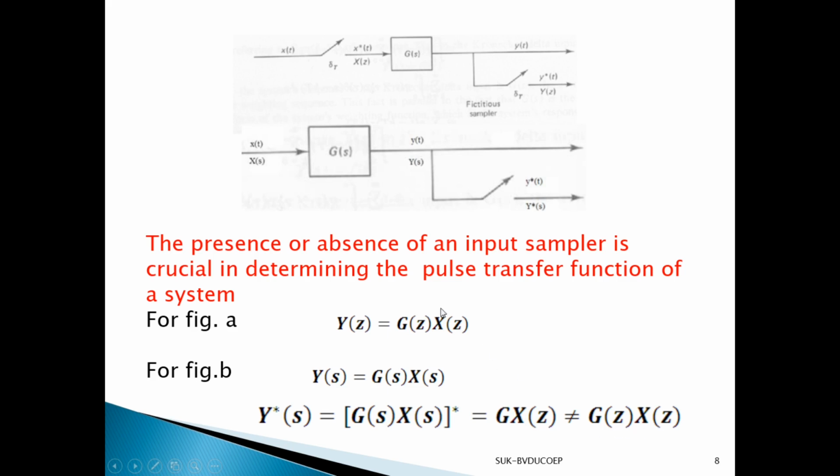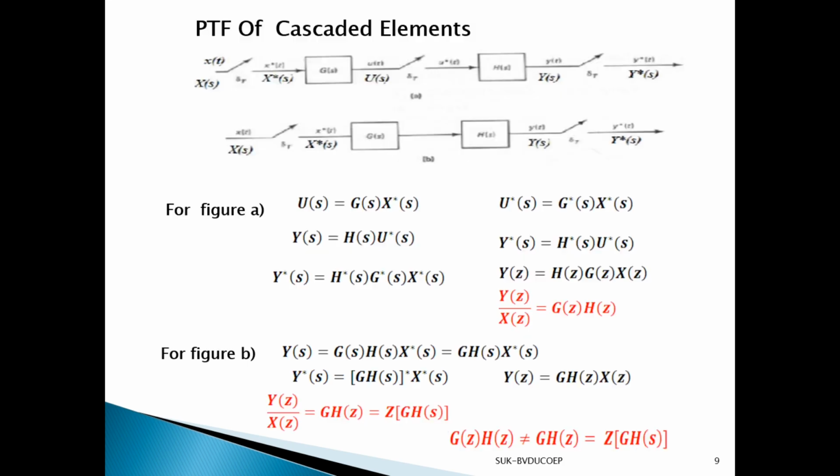So have you understood? The first diagram is G(z) X(z) where there is a sampler, and in the second diagram there is no sampler. So this is GX(z), G multiplied by X, and after that sampled, so GX(z). So there are two different things. What is important is that you have to understand where the sampler is put while finding a pulse transfer function. This is a very important thing. Where is the sampler? Accordingly only. So we try to understand from different cases.